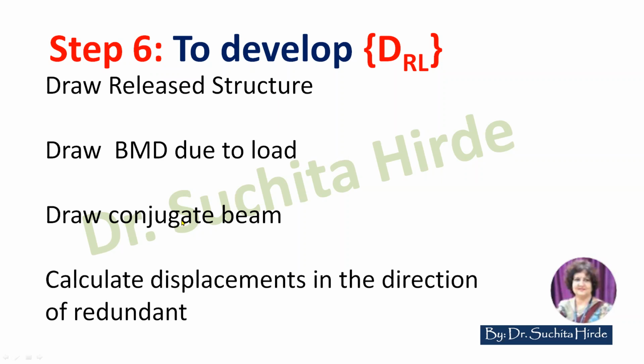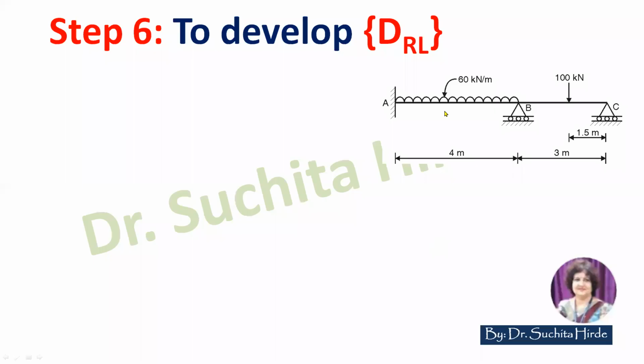For the conjugate beam, if you calculate the shear force, it will be equal to the slope in the original structure. And if you calculate the bending moment in the conjugate beam, it is equal to the deflection in the original structure. So I assume that you know the basics of the conjugate beam method to calculate slopes and deflection. This is the given beam and we are now developing the DRL matrix.